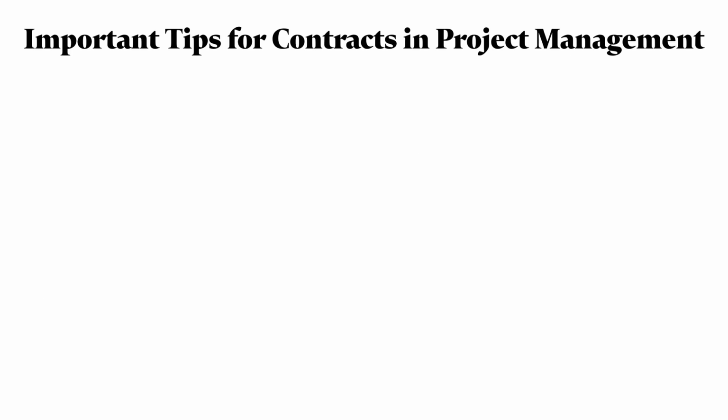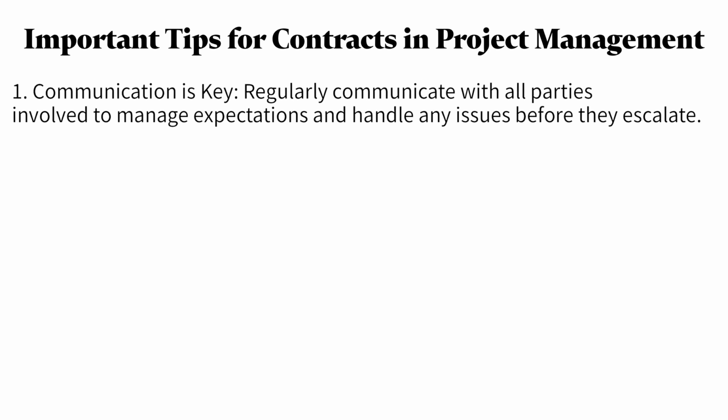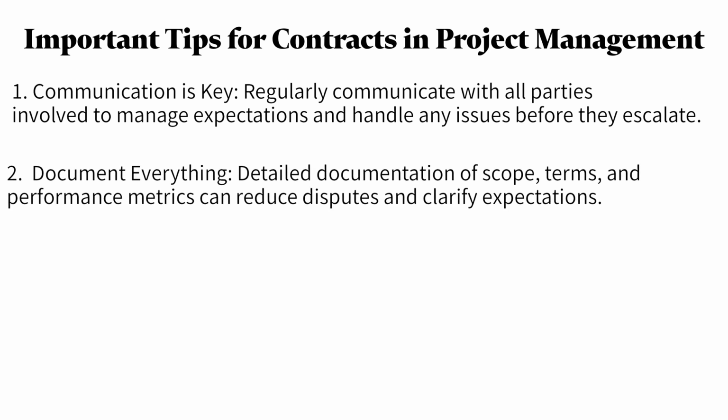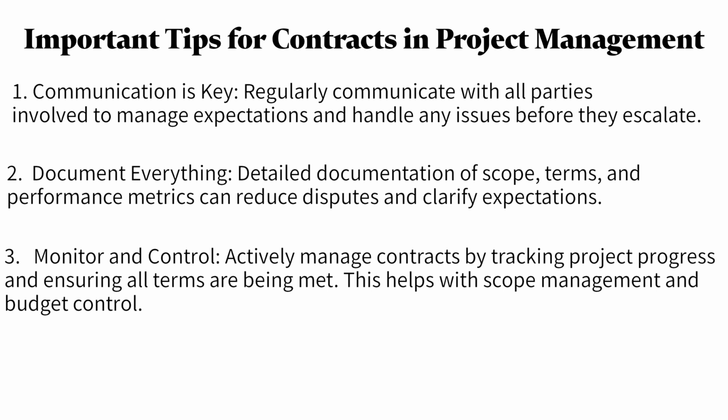Important tips for contracts in project management. 1. Communication is key. Regularly communicate with all parties involved to manage expectations and handle any issues before they escalate. 2. Document everything. Detailed documentation of scope, terms, and performance metrics can reduce disputes and clarify expectations. 3. Monitor and control. Actively manage contracts by tracking project progress and ensuring all terms are being met. This helps with scope management and budget control.